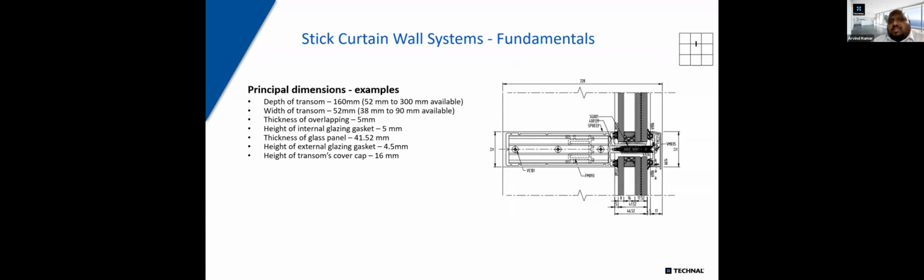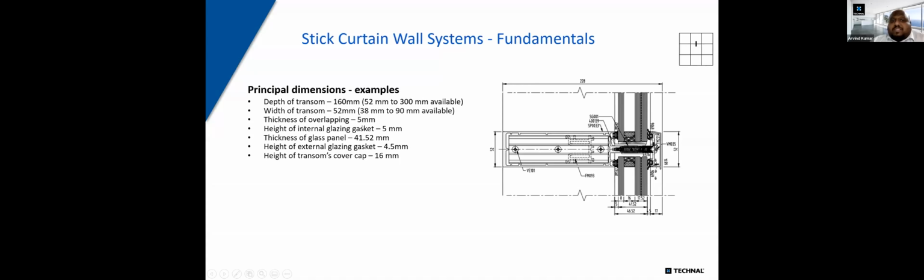Let's look at a simple transom detail. Again, you will see the depth of the transom varies. What we've shown here is 160 mm, but it can change from 52 up to 300 mm. The width of the transom, again, what we've shown here is 52 mm, but we have smaller widths as well, from 38 up to 90 mm.